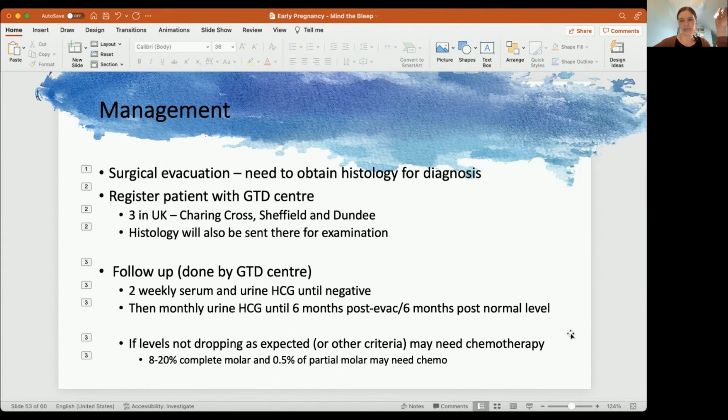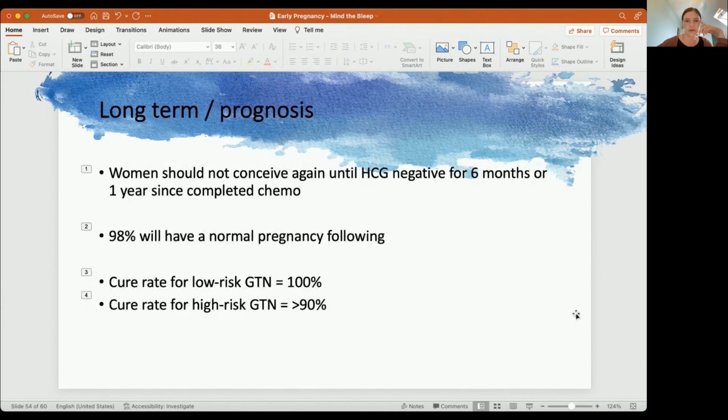There are several criteria for this. You really don't need to know this, because I'd barely even need to know this. But it's basically if the levels don't drop as they should, or there are other criteria like they've got mets or anything like that, then they need to have chemotherapy. But it's a very good prognosis. If you have a molar, that's an absolutely brilliant prognosis. Most of them will be treated and not need to have chemotherapy.